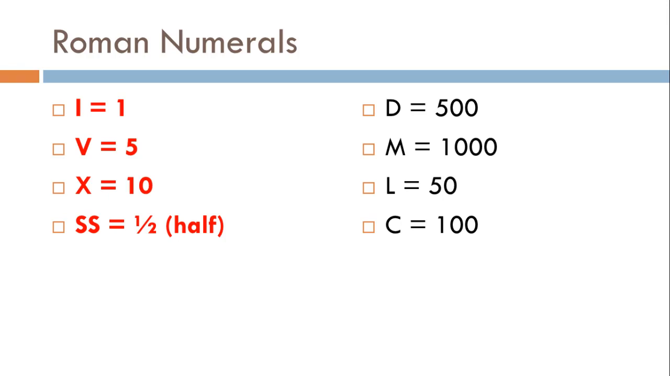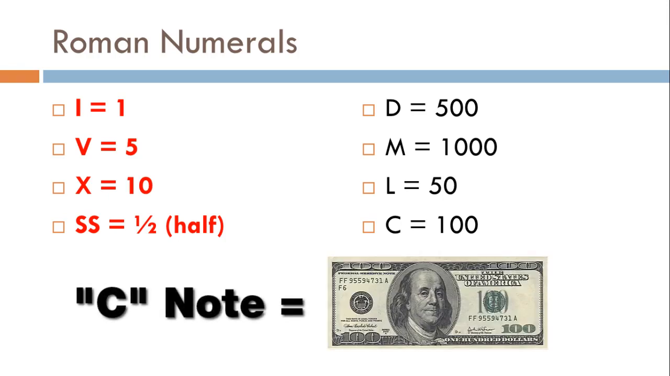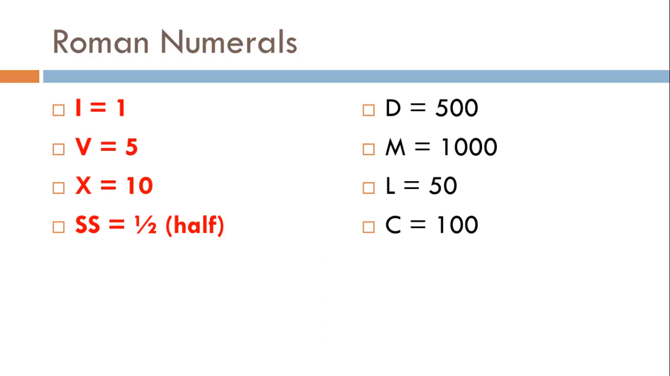Some bigger numbers here. I have D is 500. M is 1000. Whenever you think M, I think of millennium, millennial. That means 1,000. A millipede has 1,000 legs. That's another good way to remember it. L is 50. Okay, letter L is 50. And then C, the letter C is 100. Sometimes you'll get a $100 bill and you hear it called a C note. That's a $100 bill because C equals 100.